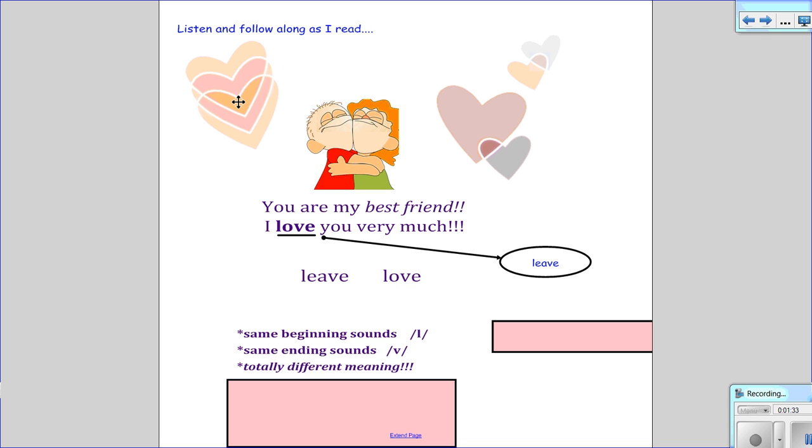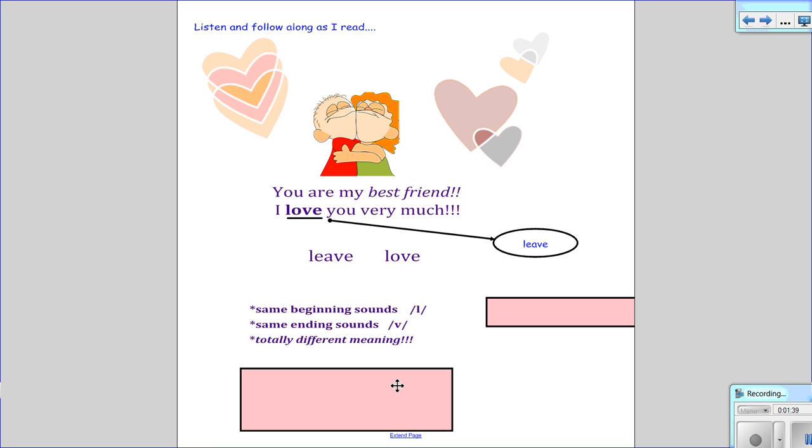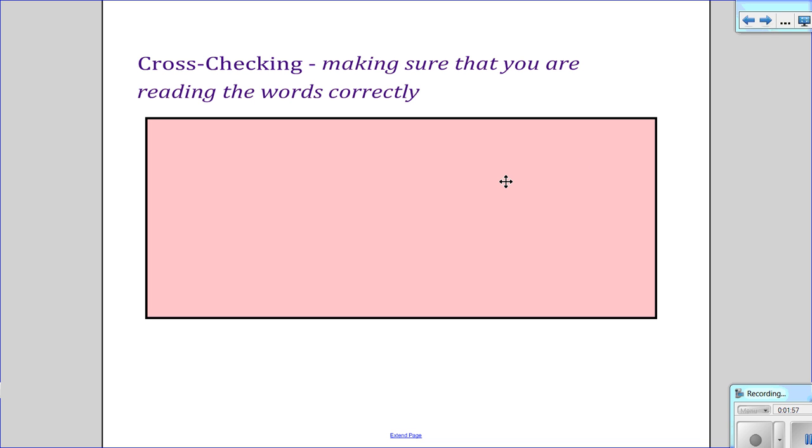And I'm seeing all the hearts. And I know they're talking about a best friend. So I'm thinking about the meaning. And I'm going to read it again to see if that word makes sense. You are my best friend. I love you very much. Love has the right middle sound, the right beginning and ending sound, and it makes sense. So this is what we're talking about when we talk about cross-checking.